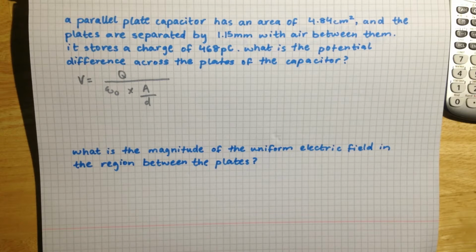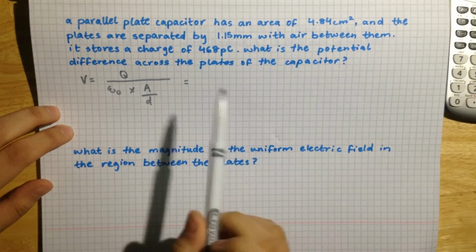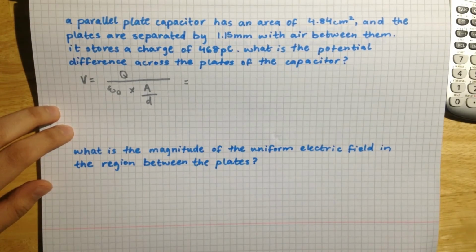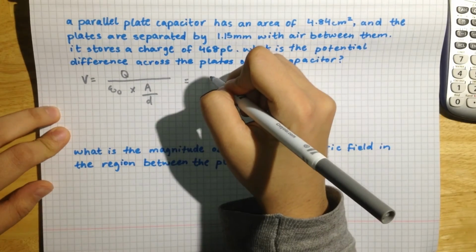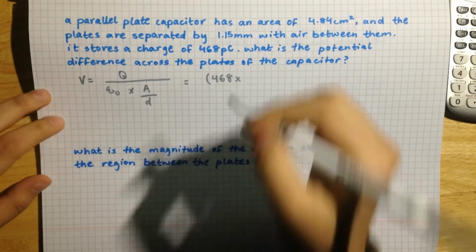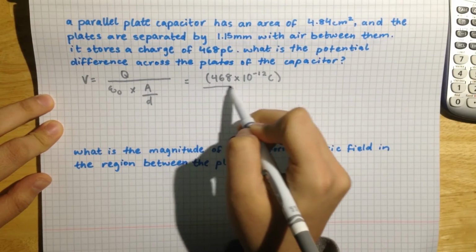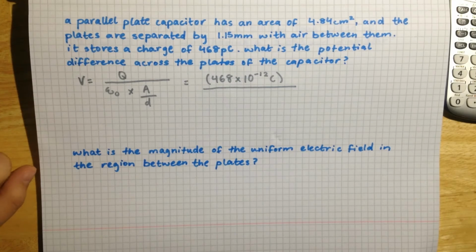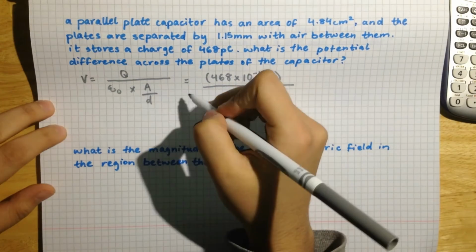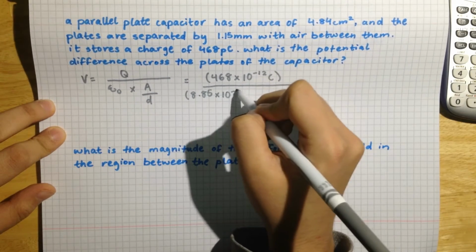This will be the area of the parallel plate capacitor and the distance between the two plates that they have provided us with. The charge they have given us is 468 picocoulombs, but we have to convert that into coulombs. So the charge will be 468, multiplied by 10 to the negative 12th, and that is coulombs. The value for the constant epsilon naught is 8.85 times 10 to the negative 12th.